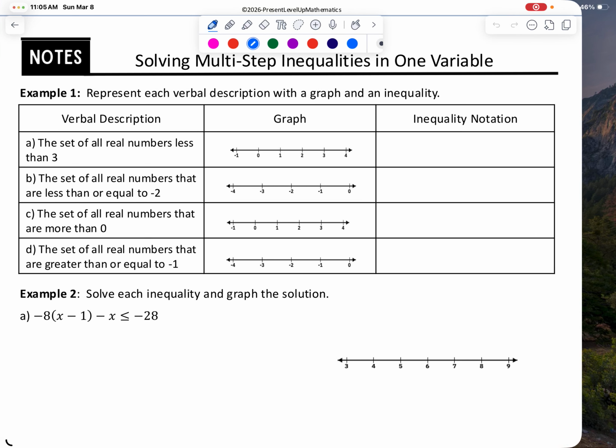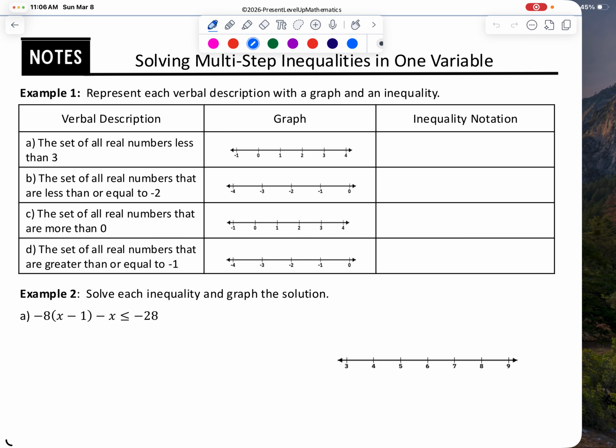In today's lesson, we will be solving multi-step inequalities in one variable. Before we do, let's review how to represent linear inequalities in one variable using a number line and using inequality notation. So let's start with problem A in example 1.